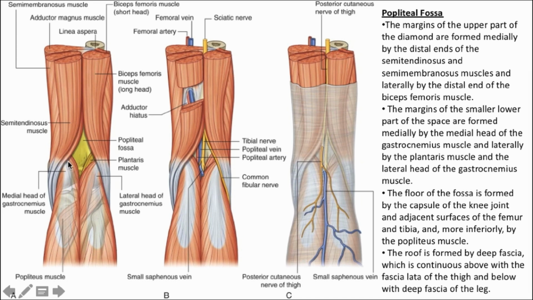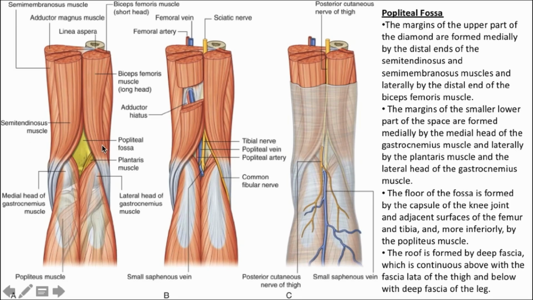The margins of the lower part are formed by the medial head of the gastrocnemius, and laterally by plantaris and the lateral head of gastrocnemius. And then the floor is formed by the capsule of the knee joint and adjacent surfaces of the femur, tibia, and more inferiorly by the popliteus muscle.